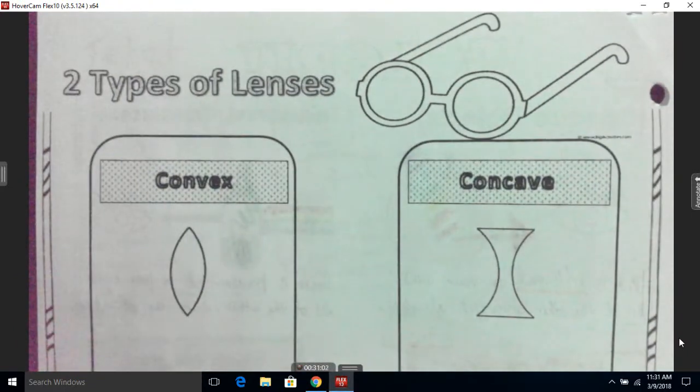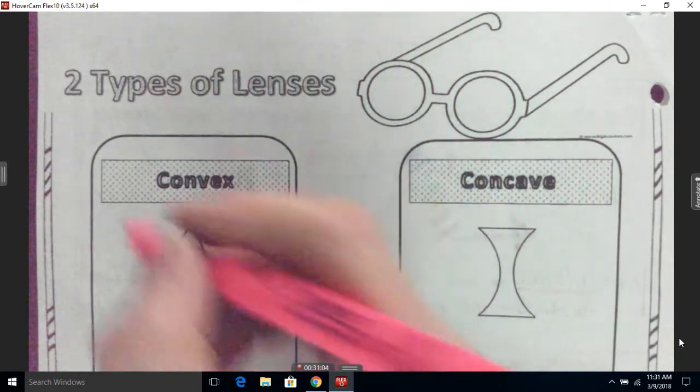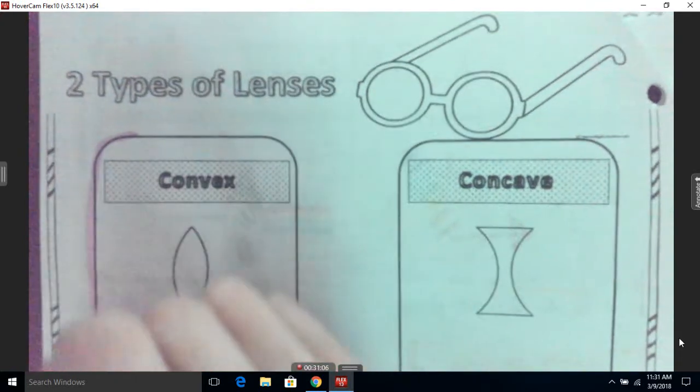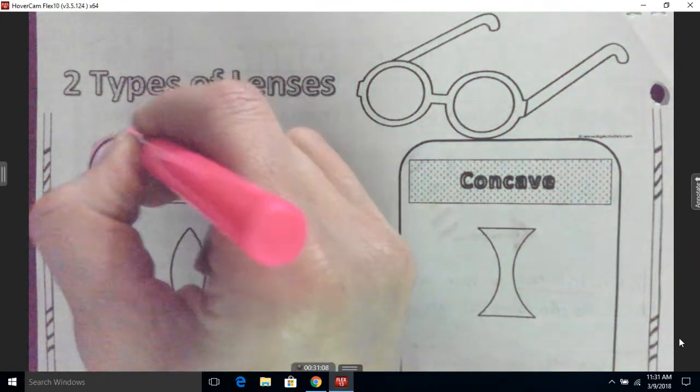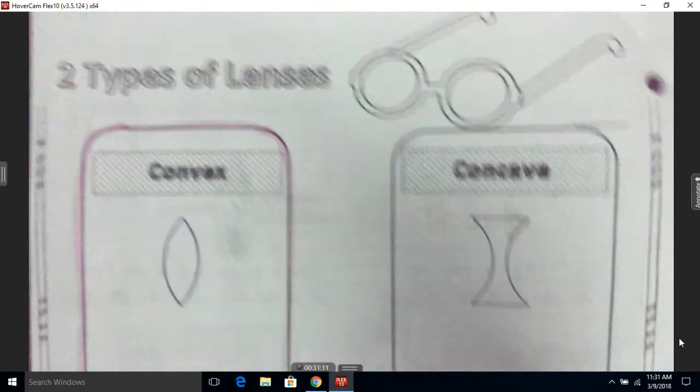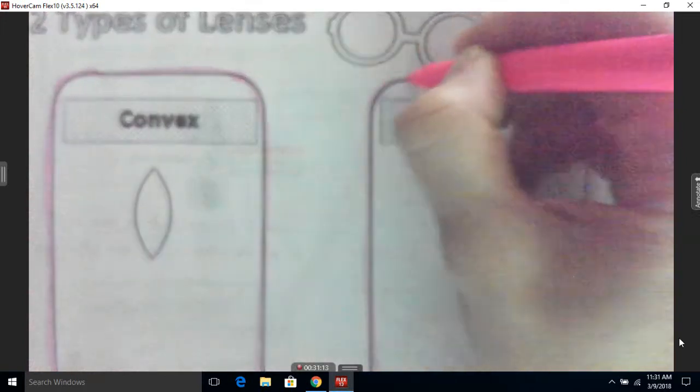Okay, on to the lenses. Oh, we learned about this one, convex.